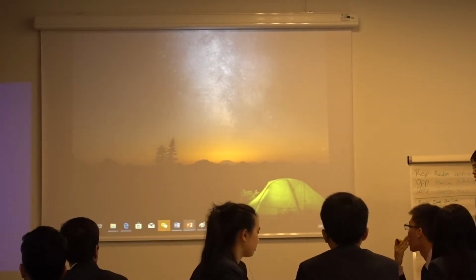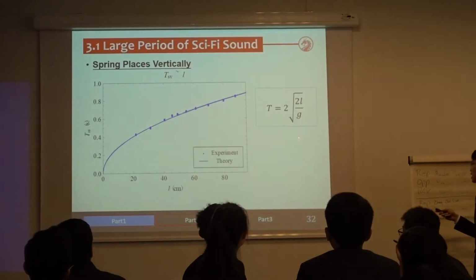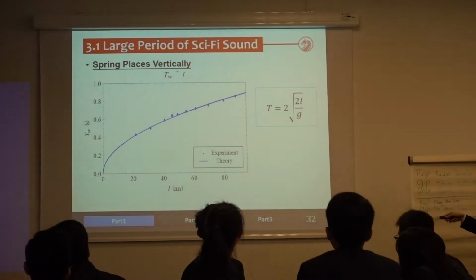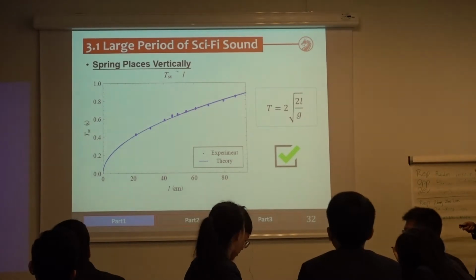For experiments, I tried two parts to discuss. First, when the slinky slings horizontally. Then, when the slinky is placed vertically, the formula can be shown like this, and this is my experiment's results. You can see that my theory is in excellent agreement with my experiments.